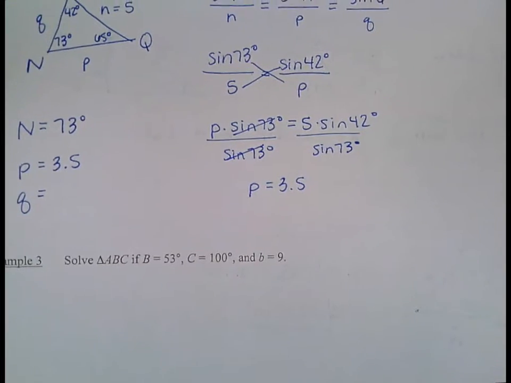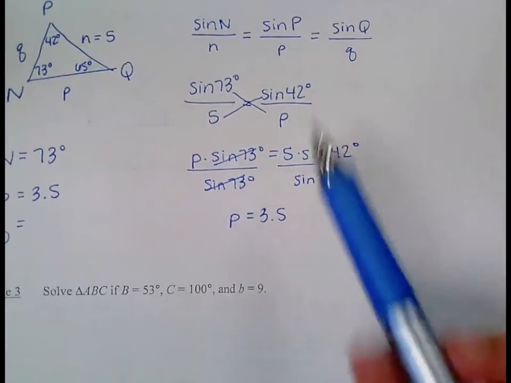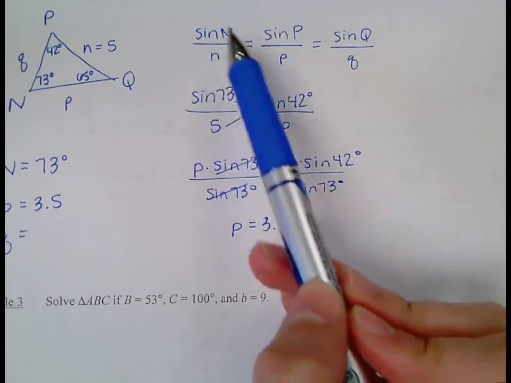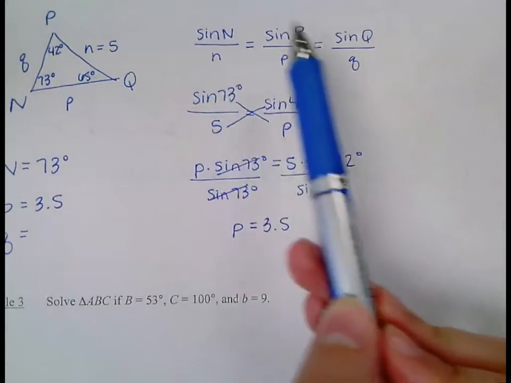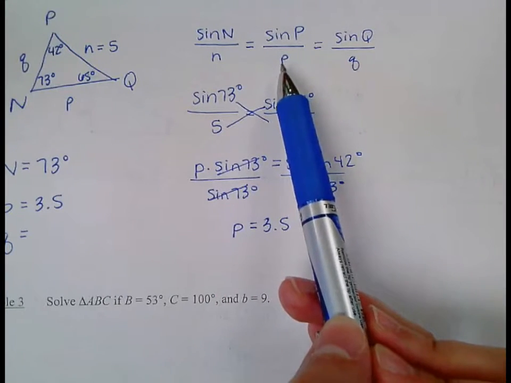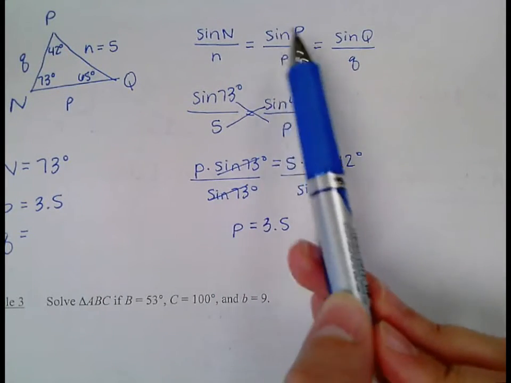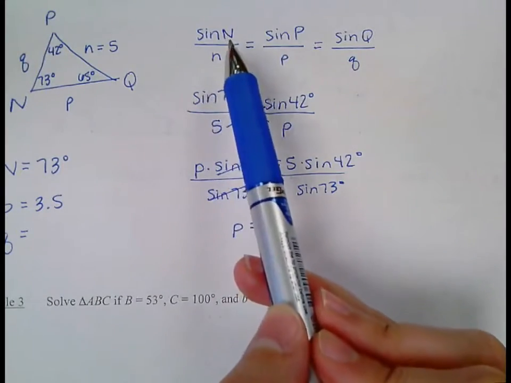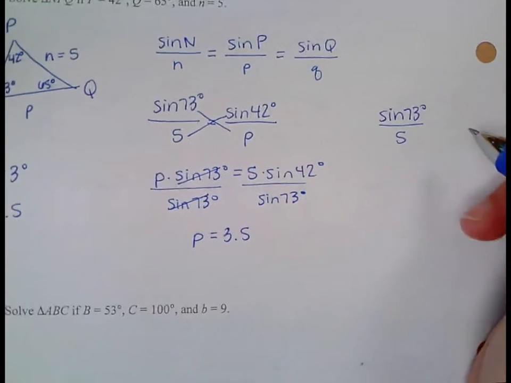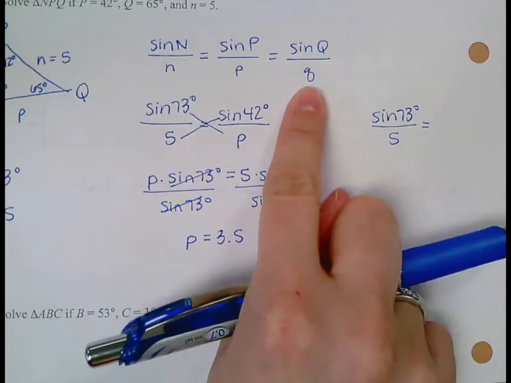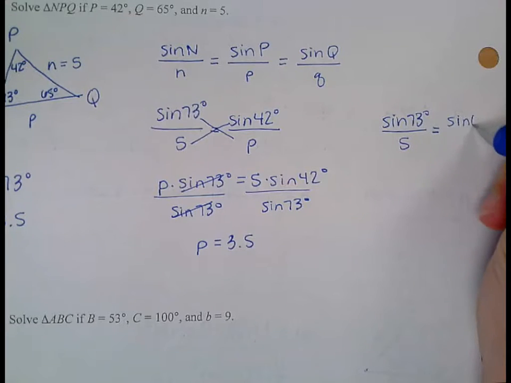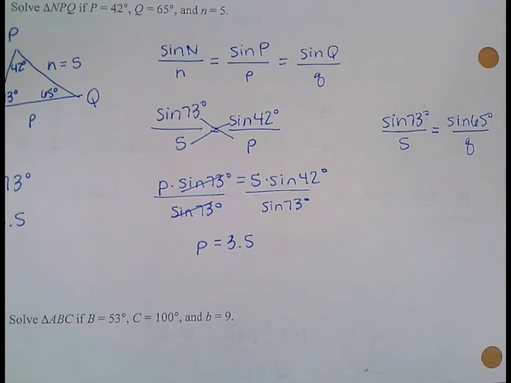And then we can do a similar setup to find side length q. I'm still going to recommend you use the ratio sine of n over n and pair that with the ratio sine of q over q, because this is the ratio you know for sure. Side length p was an approximation. So rather than using that ratio, I would still use the one that we had from the start. So sine of 73 degrees over 5 is now equal to sine of q over little q. Angle q is 65, so sine of 65 degrees over q.